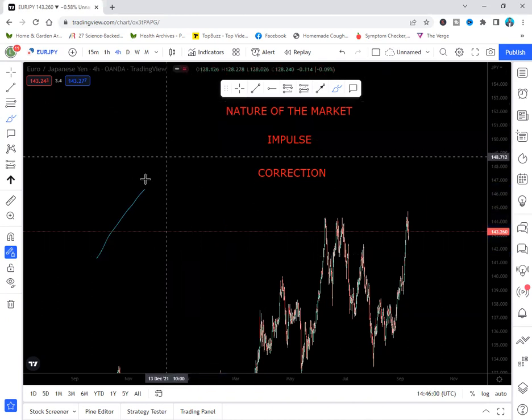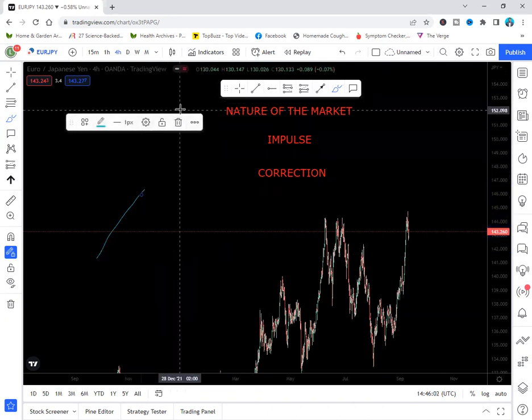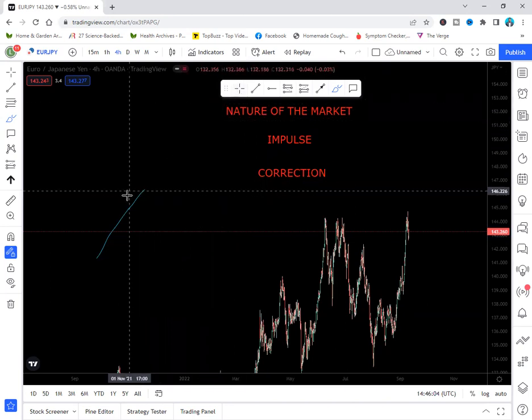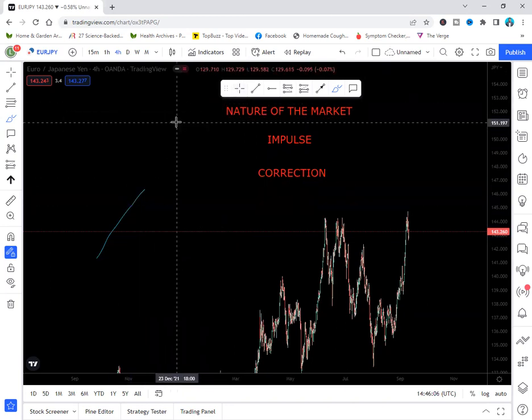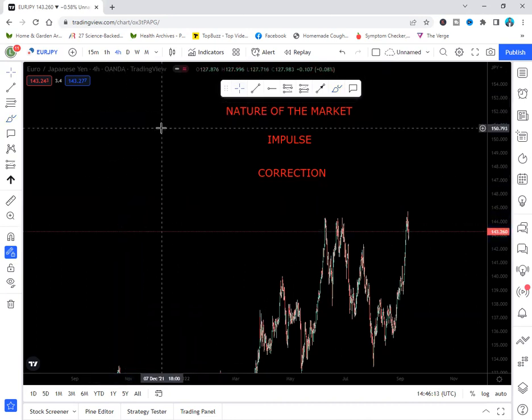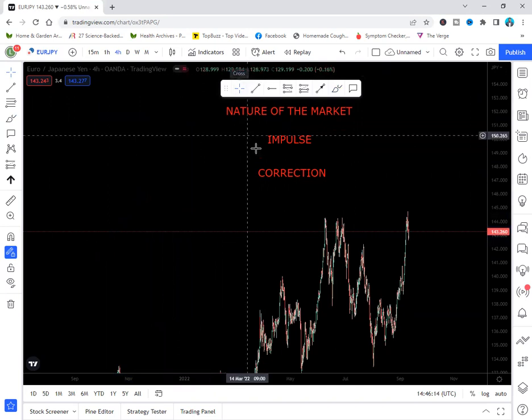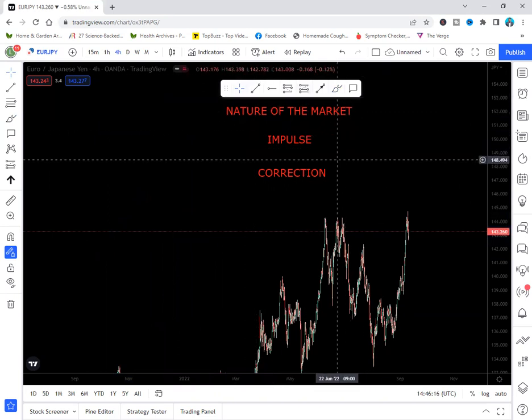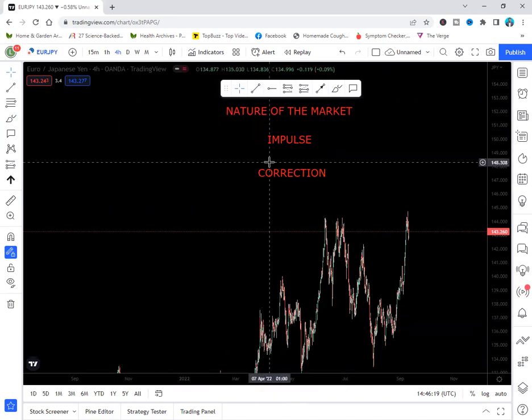Now, once you are able to spot these impulses, you will begin to see how the market will make sense. Let me take this thing off now. So the market is always making impulses, and I'll be showing you that very soon. What of correction? After the market makes an impulse, it comes with correction.